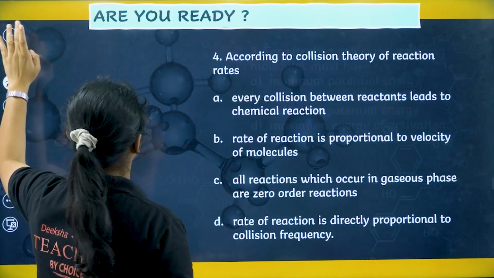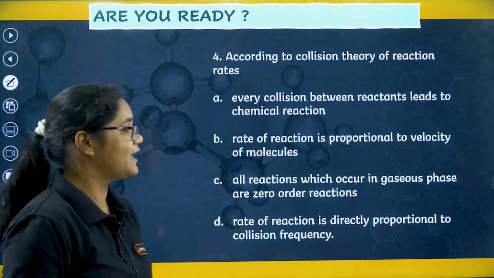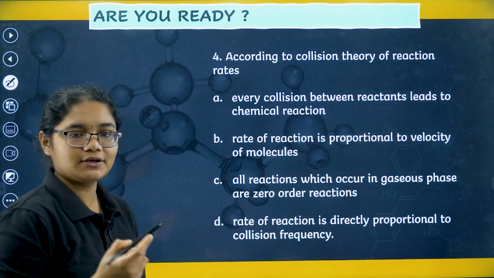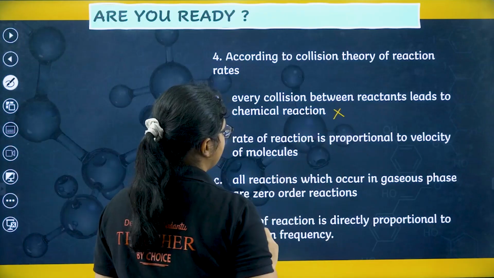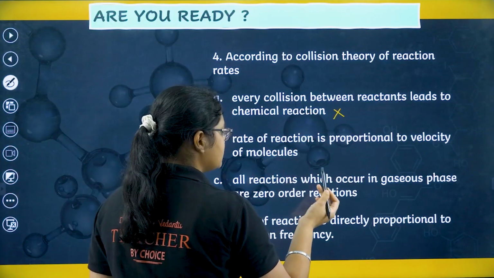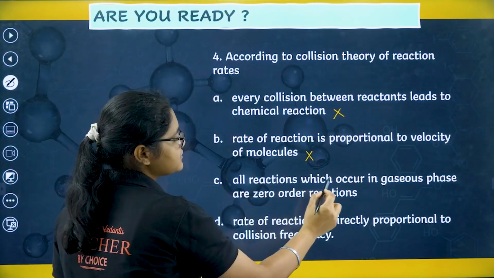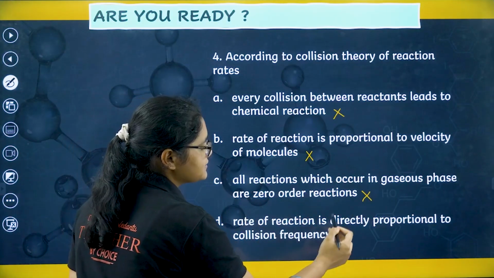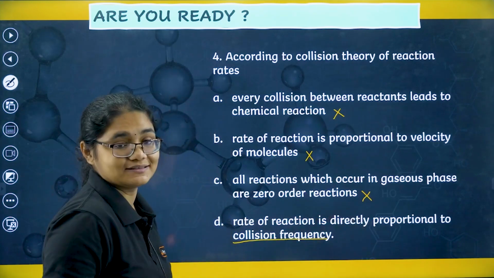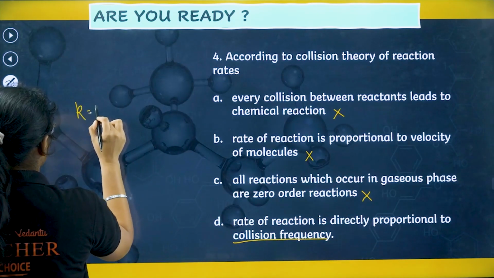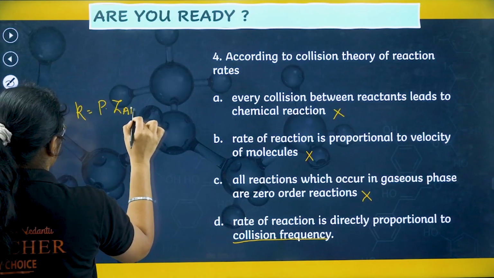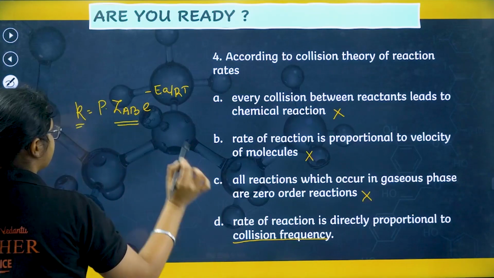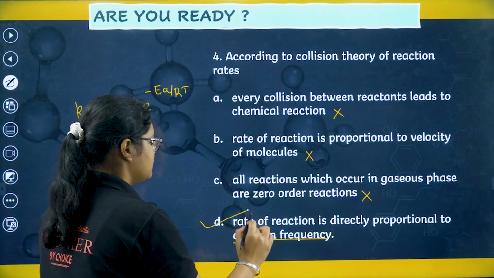Okay, moving to the 4th question. According to collision theory of reaction rates, every collision between the reactants leads to chemical reaction? No, every collision doesn't lead. Rate of the reaction is proportional to velocity of the molecules? No. All reactions which occur in gaseous phase are zero order reactions? This is not like that. The rate of the reactions is directly proportional to the collision frequency. Yes, if you have seen the equation, we have K equal to P into ZAB into e to the power of minus EA by RT, right? So I can say the rate is directly proportional to ZAB or collision frequency.